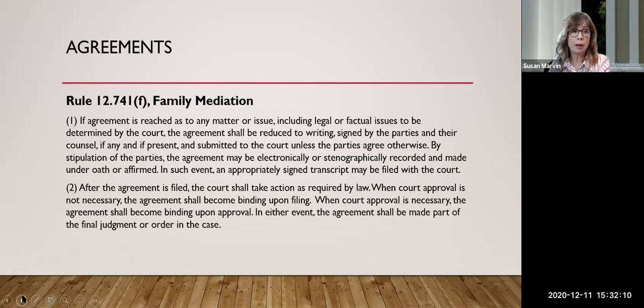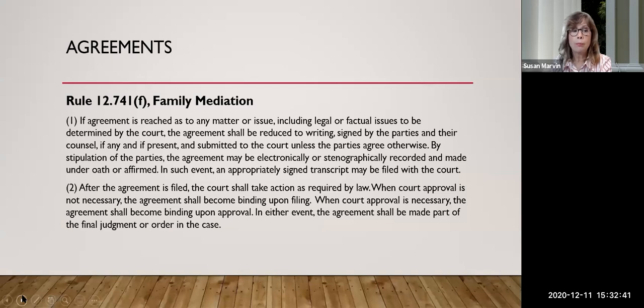And then we have family mediation. Same kind of provisions. If an agreement is reached as to any matter issue, you would put that in an agreement in writing signed by the parties or their counsel. And you'll notice it's not required that the mediator sign the agreement, but the parties and their counsel are required to sign it. Submitted to the court unless the parties agree otherwise.